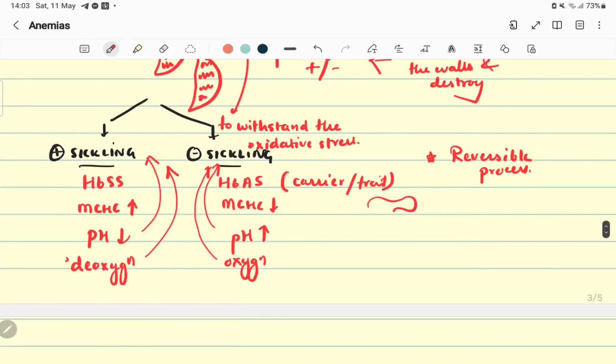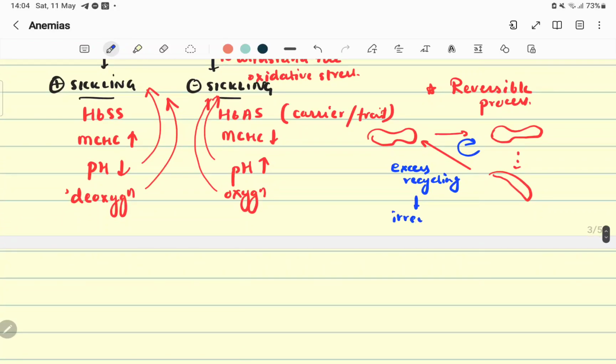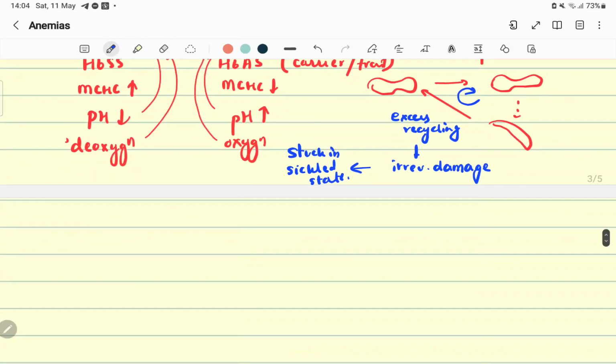When this type of RBC becomes sickled, when the clumps come and it becomes sickled, it can revert back to this type. This is called recycling. But if there is excess recycling, it will cause irreversible damage, and the cell will be stuck in the sickle state, stuck inside the splenic sinusoids.